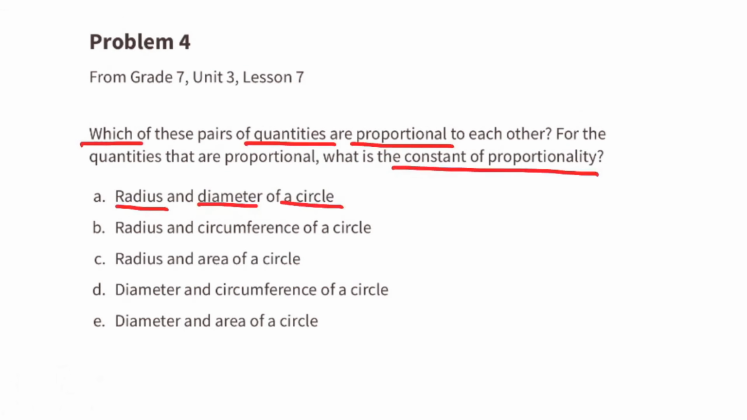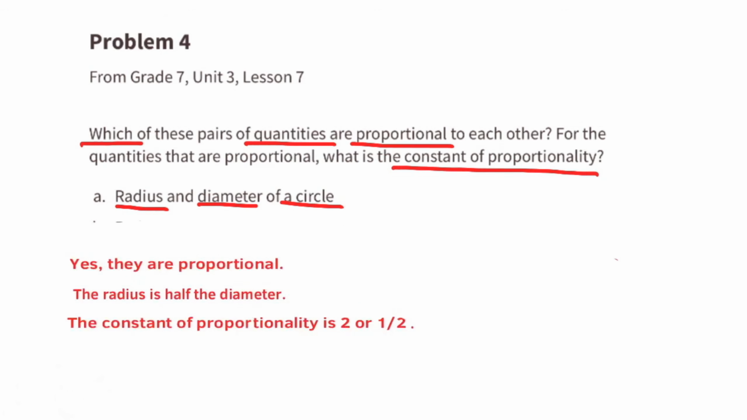Problem number 4 from 7th grade, Unit 3, Lesson 7. Which of these pairs of quantities are proportional to each other? For the quantities that are proportional, what is the constant of proportionality? A. Radius and diameter of a circle. Yes, they're proportional. The radius is always half the diameter. The constant of proportionality is 2 or 1/2.